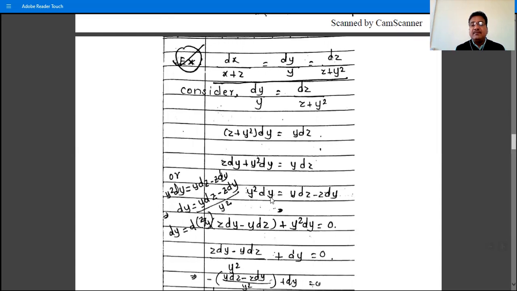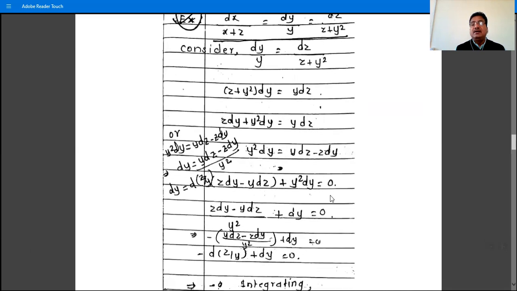So y square dy, its integration is y cube by 3, and y dz minus z dy. So what is the adjustment for this y dz minus z dy? We divide by y square. If we divide by y square, then what happens? It is the derivative of z by y. What is the derivative of z by y? It is (y dz minus z dy) divided by y square, by using the u by v rule.